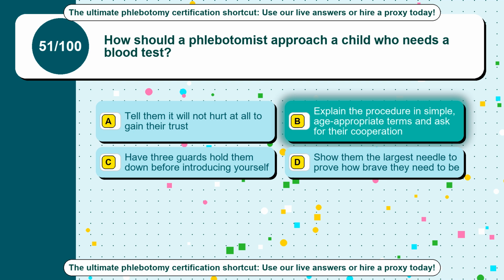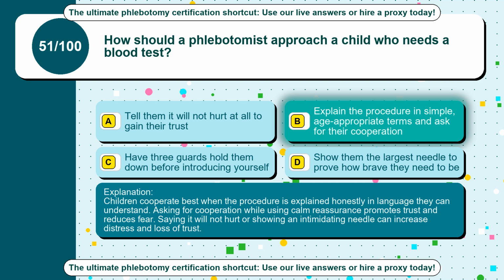Explain the procedure in simple, age-appropriate terms and ask for their cooperation. Children cooperate best when the procedure is explained honestly in language they can understand. Asking for cooperation while using calm reassurance promotes trust and reduces fear. Saying it will not hurt or showing an intimidating needle can increase distress and loss of trust.